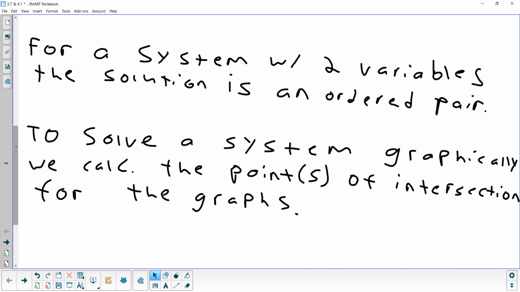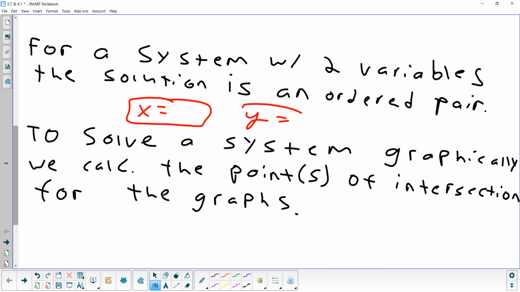Now, you don't have to write the answer as an ordered pair. You could do something like this. You could write x equals, y equals. I think that's how I have it set up on Edge Elastic. A box for x and a box for y.